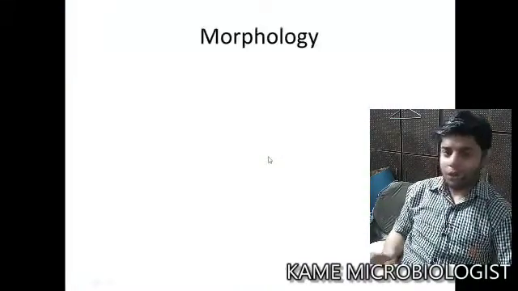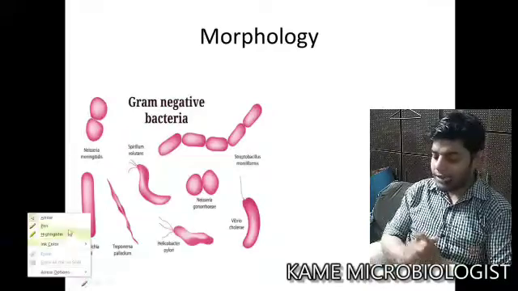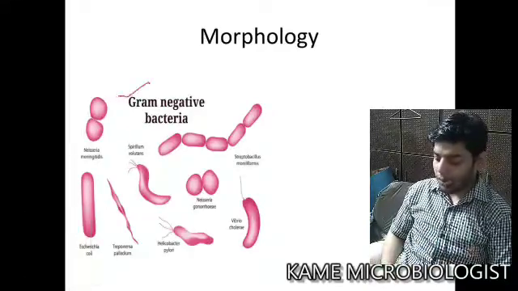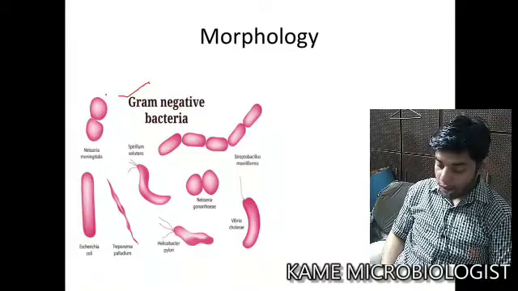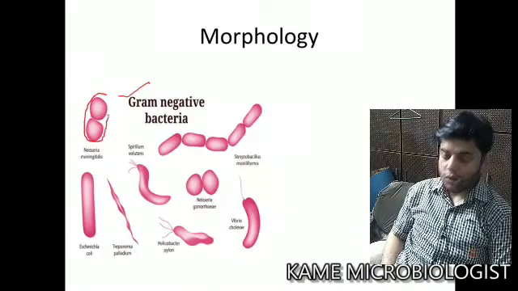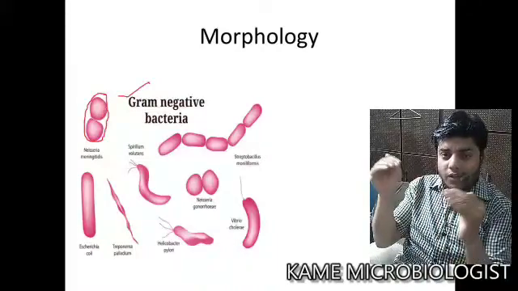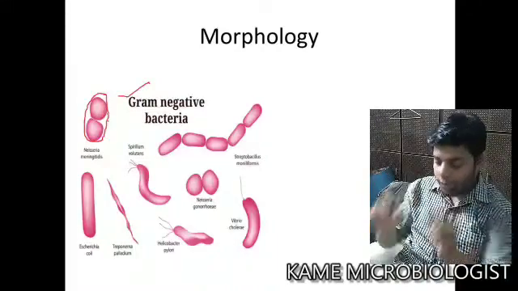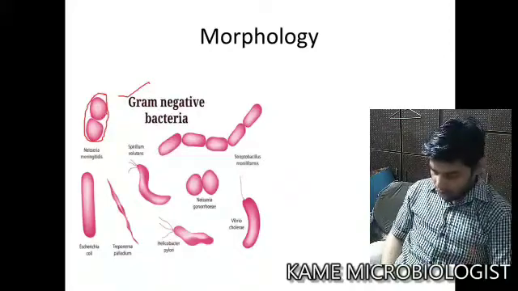Then we have the morphological explanation between gram-positive and gram-negative bacteria. So remember, guys, this is the morphology of the gram-negative bacteria. Gram-negative bacteria can also be cocci in shape. As you can see, cocci means a round shape. So gram-negative bacteria can also be in a diplococci shape, or also in a streptococci shape.